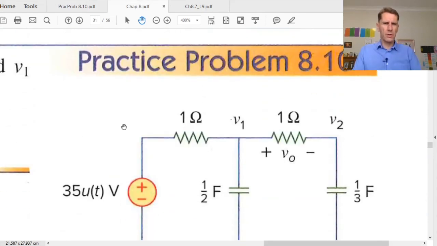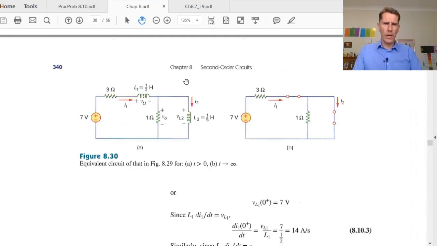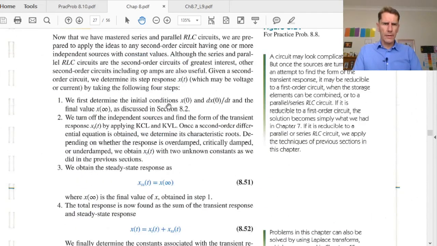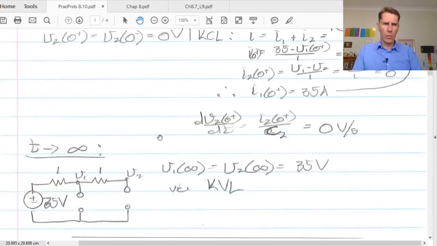So I think they put it nicely. Let's just go back up. Oh, this is going to be way up, sorry. Up and away. There we go. First determine the initial conditions and the final value. Right, so now we've done step 1.